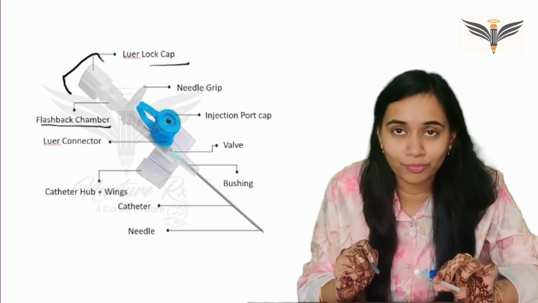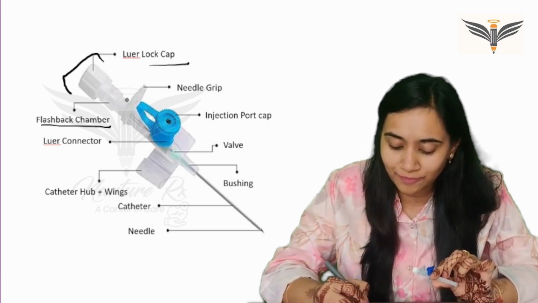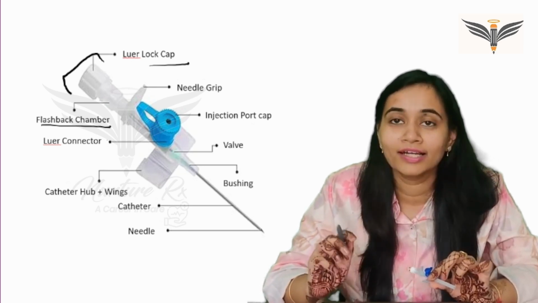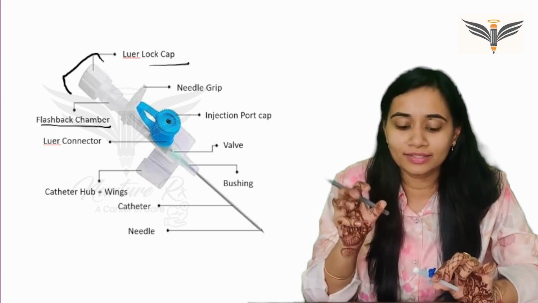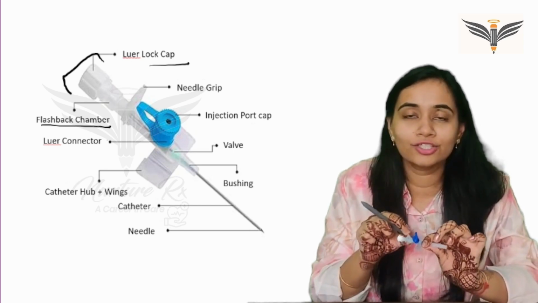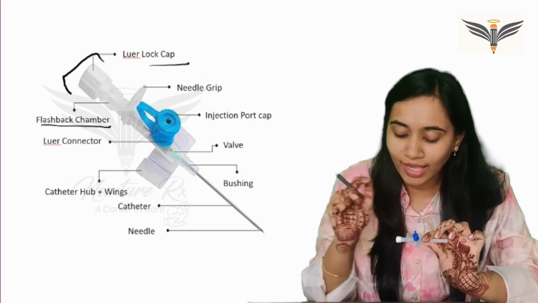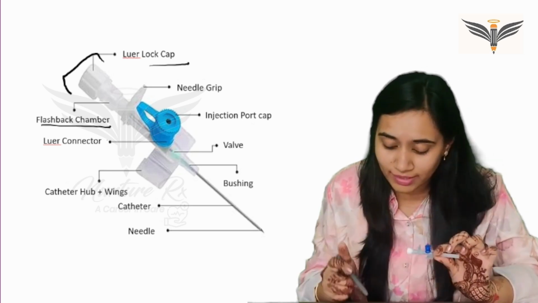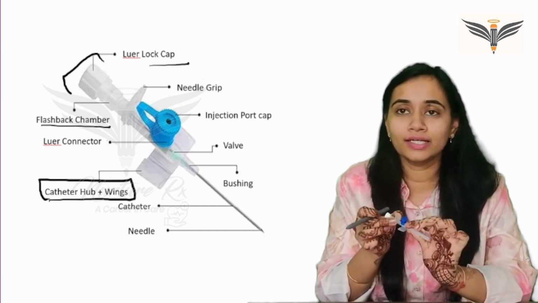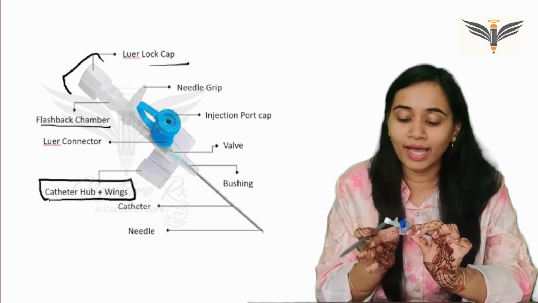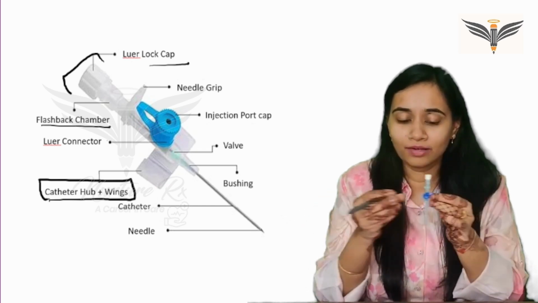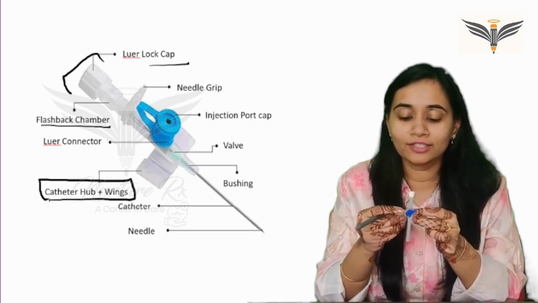Coming to the more proximal part, this you can see is at a slight height and it is called the needle grip. It has the word grip, so you must understand that it is used for making a grip. What you need to know along with it is the catheter hub plus wings. You see this is your needle grip and these are your wings. Why wings? These are flaring outside from the body.